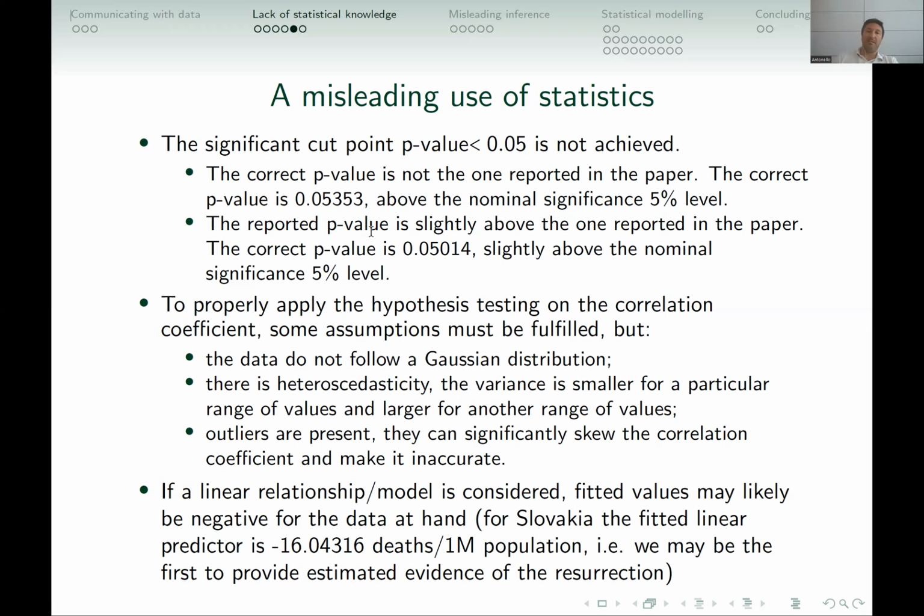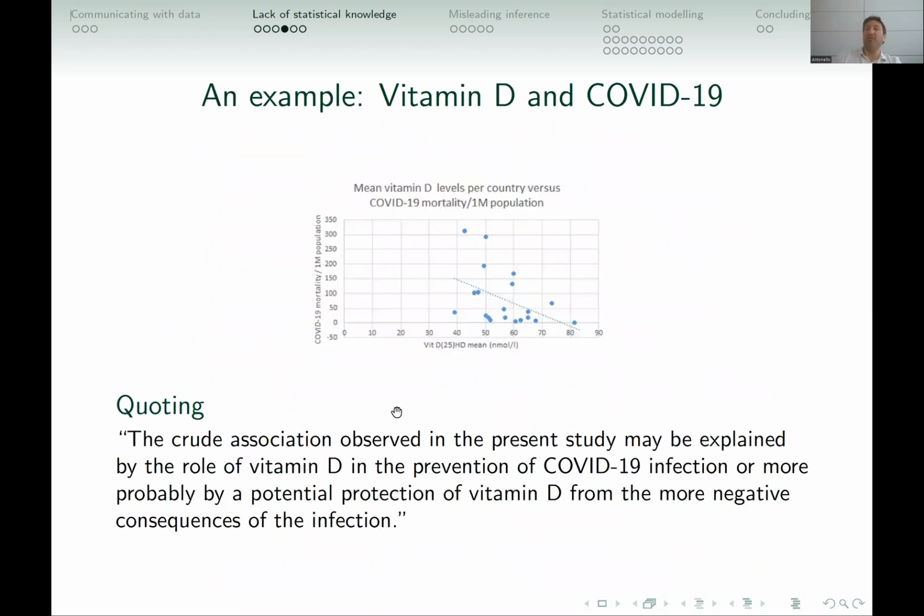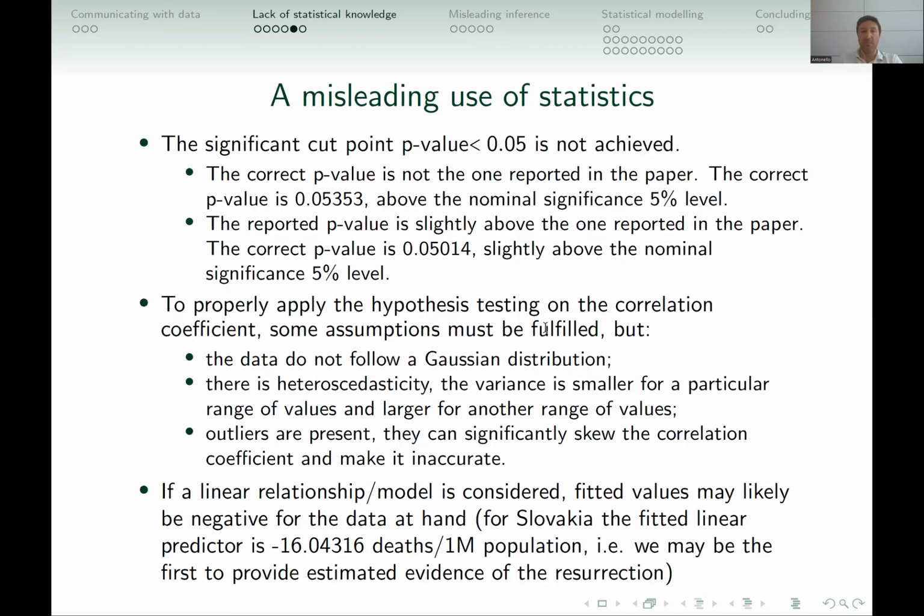But any test must fulfill some assumptions. In particular, in this case, the data must follow a Gaussian distribution, the bell distribution, right? If they don't, the results that you get from any test are useless, cannot be used. Moreover, in the data, there is something called heteroskedasticity. So the variance is not constant. If we look at the graph, you can see here that the variability is much higher for low levels of vitamin D and much smaller here on the right tail of the distribution.